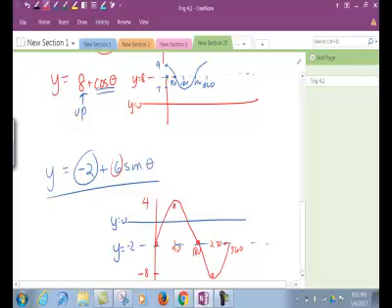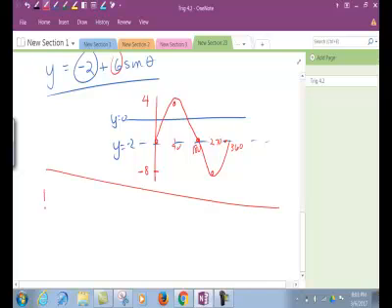How are you doing? Following me? I'm going pretty fast. All right, the last transformation we have to do is a horizontal one.